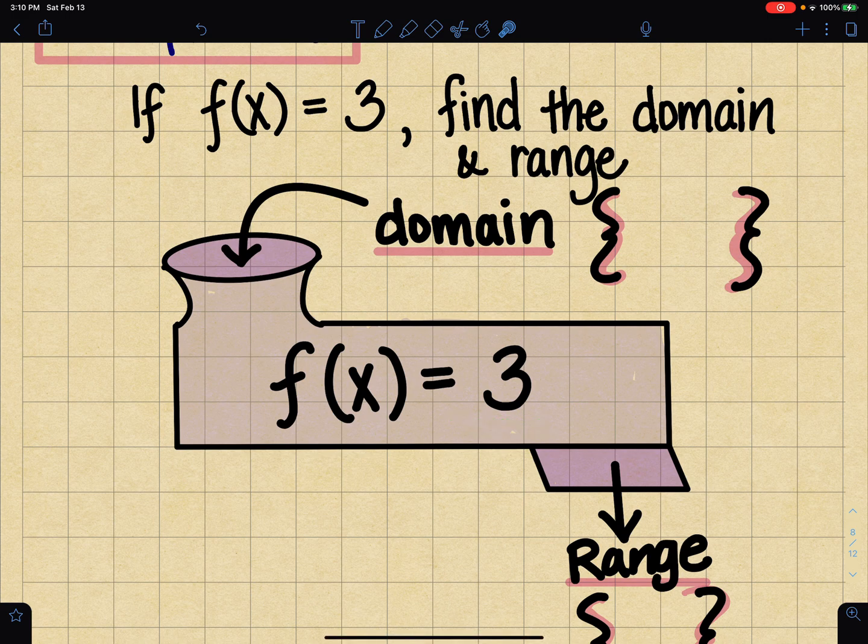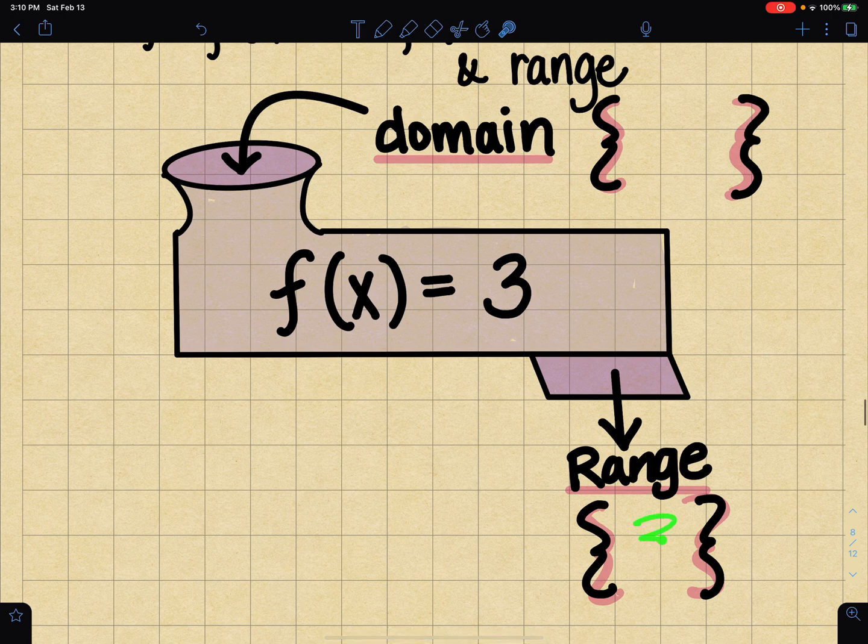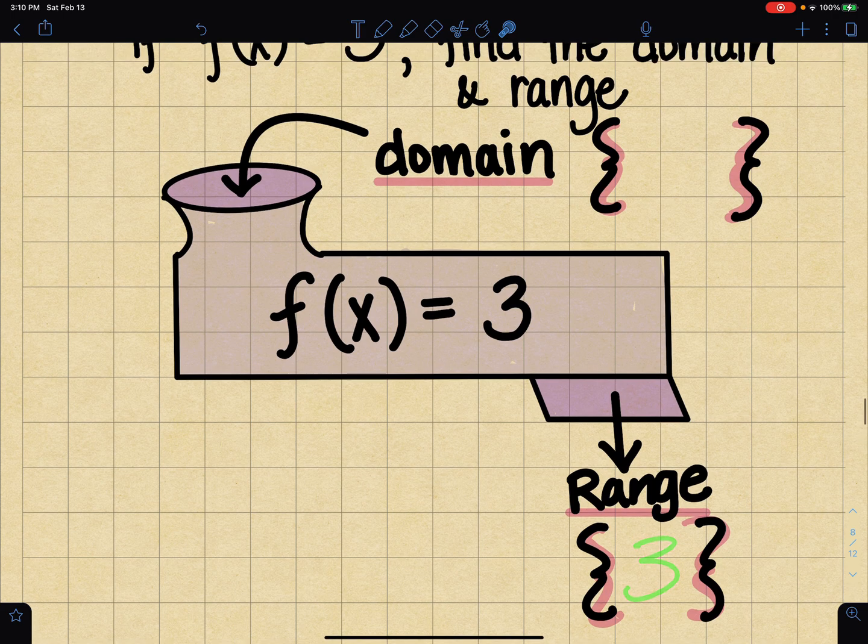So can I put in a 1? Sure. What will I get if I put in a 1? I'll get a 3. Can I put in 1/2? Sure. What will I get? I will get a 3. What if I put in -1? Well, f of x is 3. I'll still get a 3. What if I put in pi? I think you're getting the point. I will get a 3.